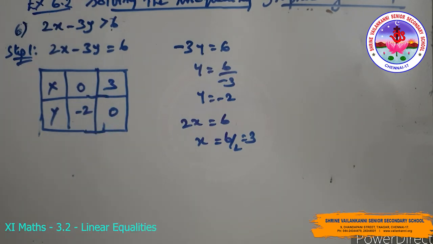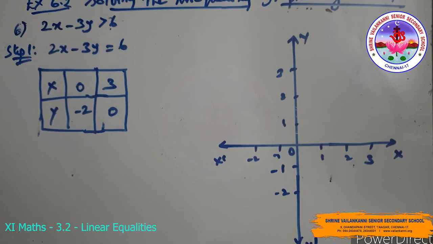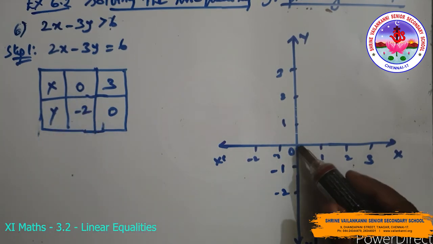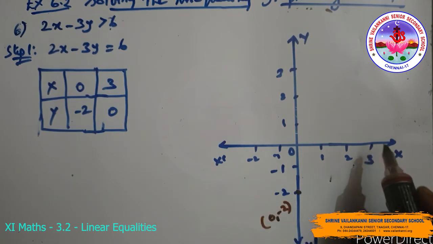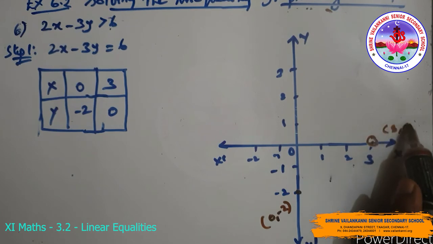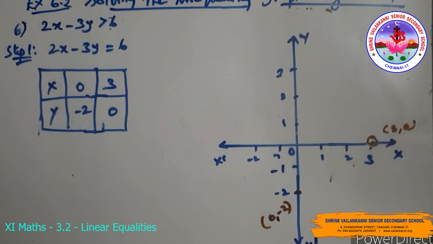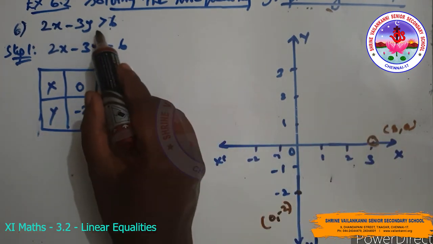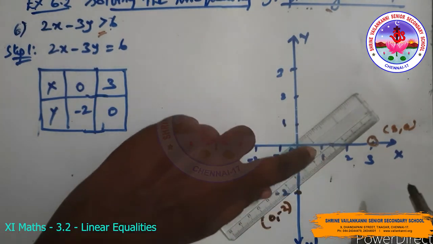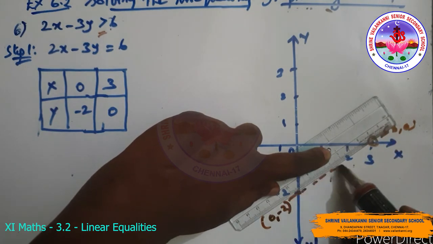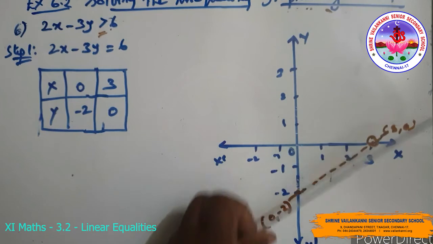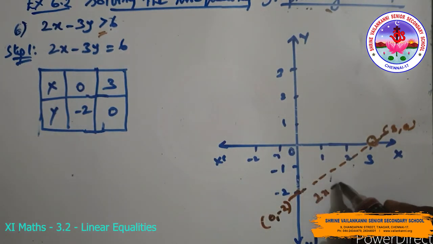So plotting in a graph. x is 0, y is minus 2, so 0 comma minus 2. And x is 3, y is 0, so 3 comma 0. Now we have to draw the line using dotted lines. If it is a greater than or less than symbol, we have to draw this line with dotted lines. So write the equation 2x minus 3y equal to 6.